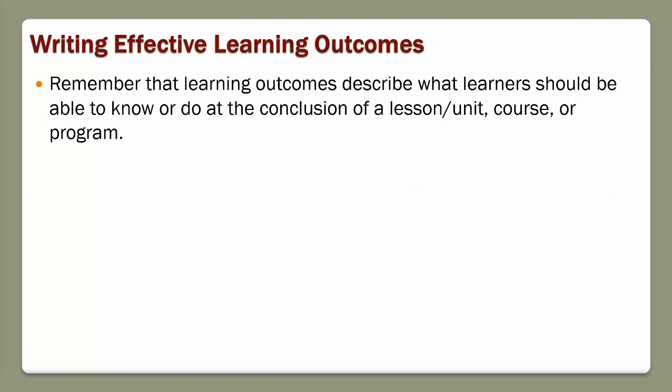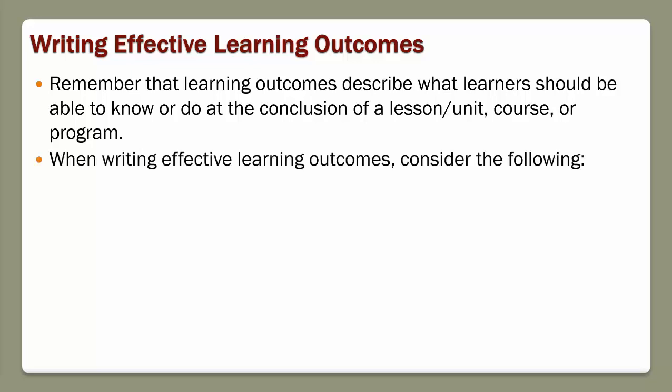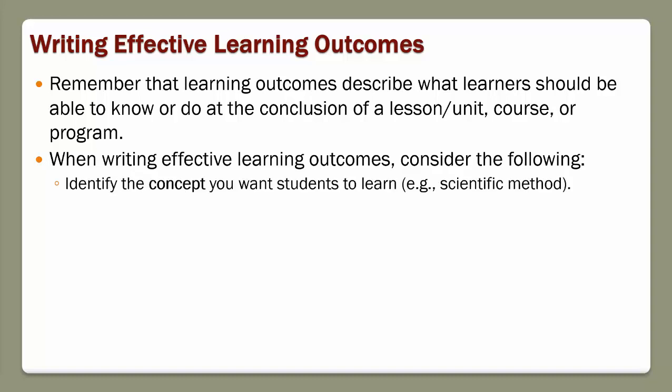Remember that learning outcomes describe what learners should be able to know or do at the conclusion of a lesson or unit, course, or program. When writing learning outcomes, consider the following. Identify the concept you want students to learn. For example, you want them to learn the scientific method.